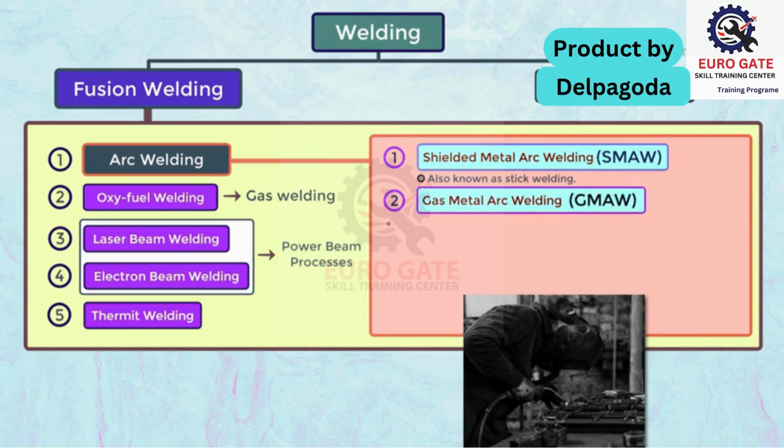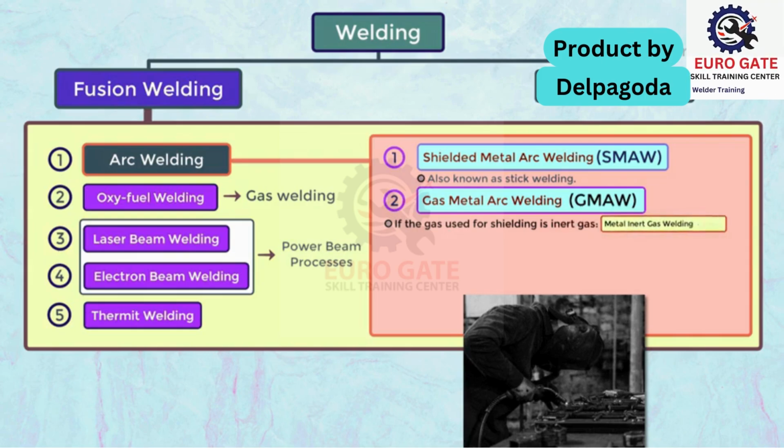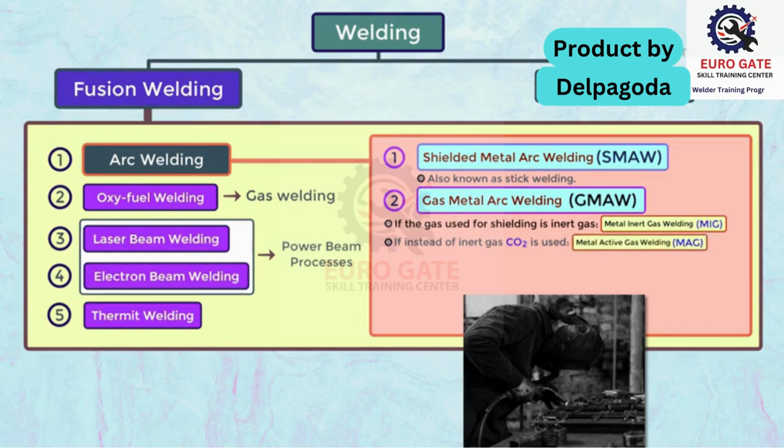In this welding process, if the gas used for shielding is an inert gas, in that case, it is called metal inert gas welding, shortly MIG welding. If instead of inert gas, CO2 is used, in that case, it is called metal active gas welding, shortly known as MAG welding. In general, this welding is called GMAW, that is, gas metal arc welding. Because, here we are making use of gas for shielding purposes.